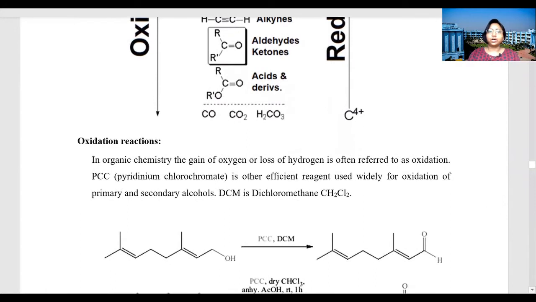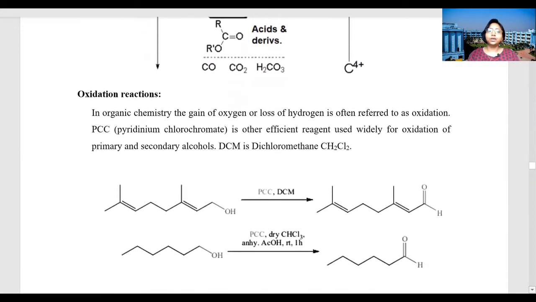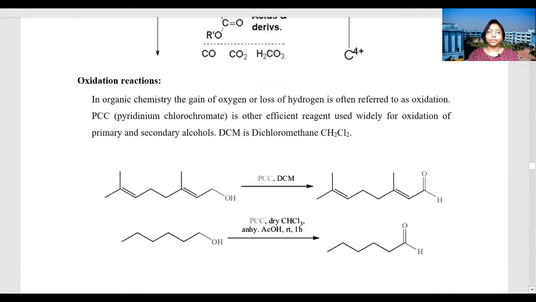Now I will show you different oxidation reactions with different oxidizing agents. First, in organic chemistry, the gain of oxygen or loss of hydrogen is often referred to as oxidation. PCC, pyridinium chlorochromate, is an oxidizing reagent, an efficient reagent widely used for oxidation of primary and secondary alcohols. And here is DCM. DCM, the full form is dichloromethane, with the formula CH2Cl2.